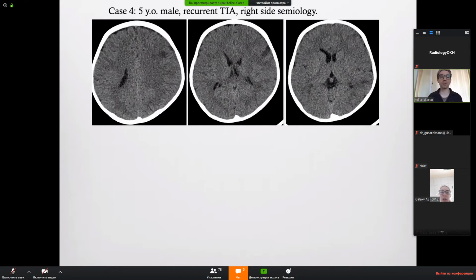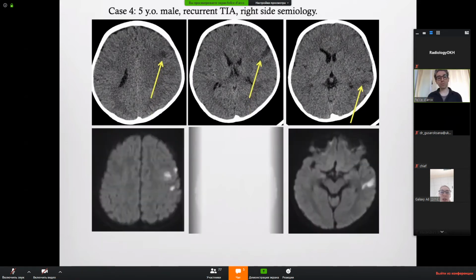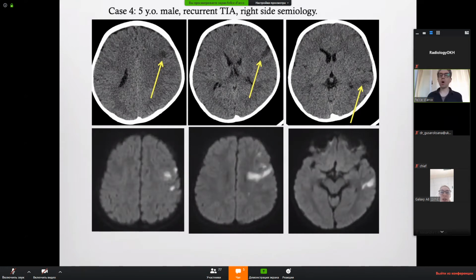A 5 year old with recurrent TIA, transient ischemic attack, right side semiology. You see this area of hypodensity on CT? Well, it's easy. That's a stroke. Okay, fine. And this is confirmed on DWI. That's a stroke. Okay. Now, a stroke in the non-neonatal period is kind of a problem for us.